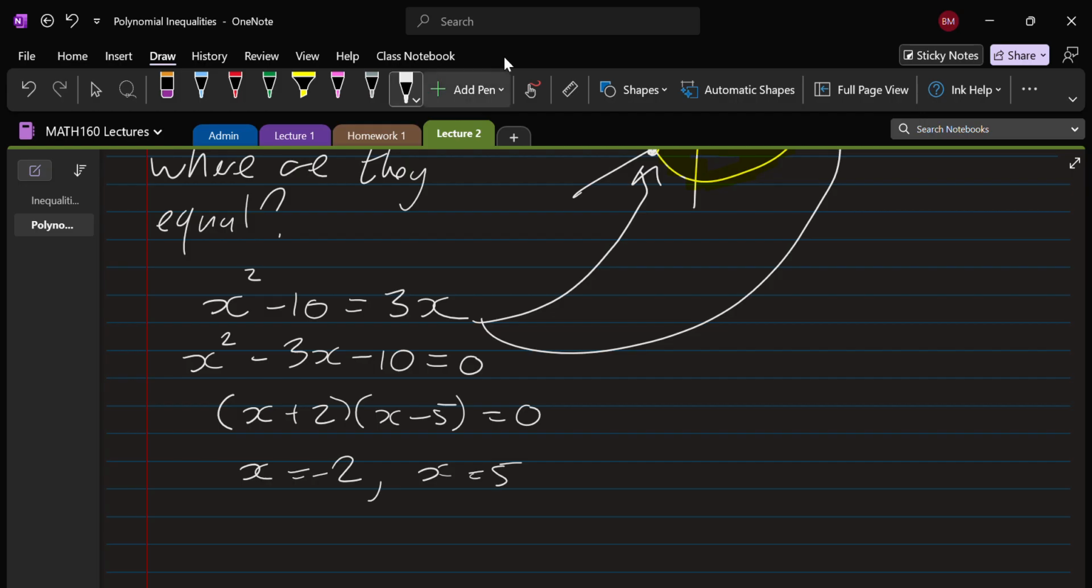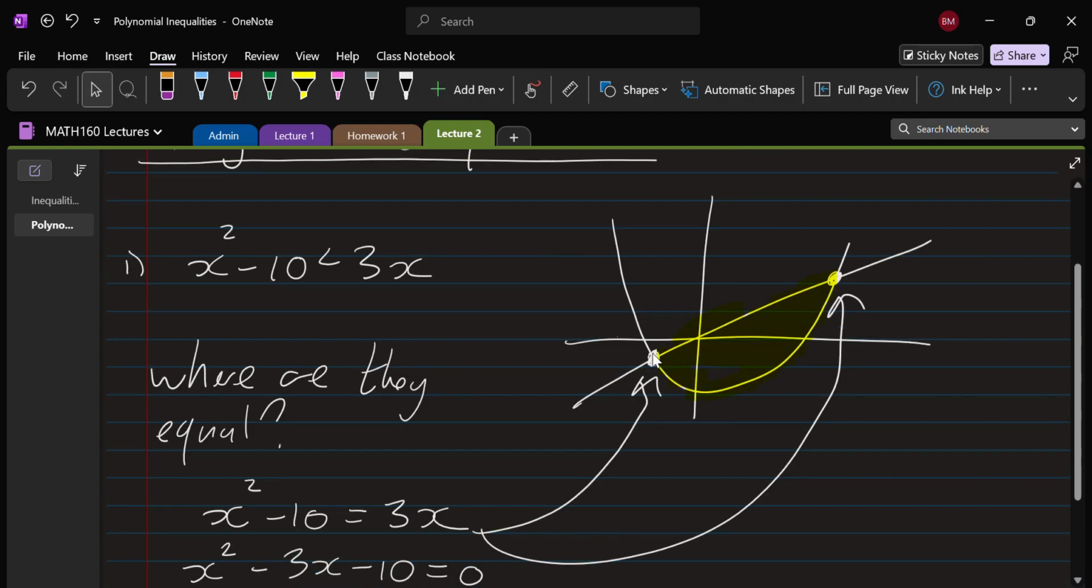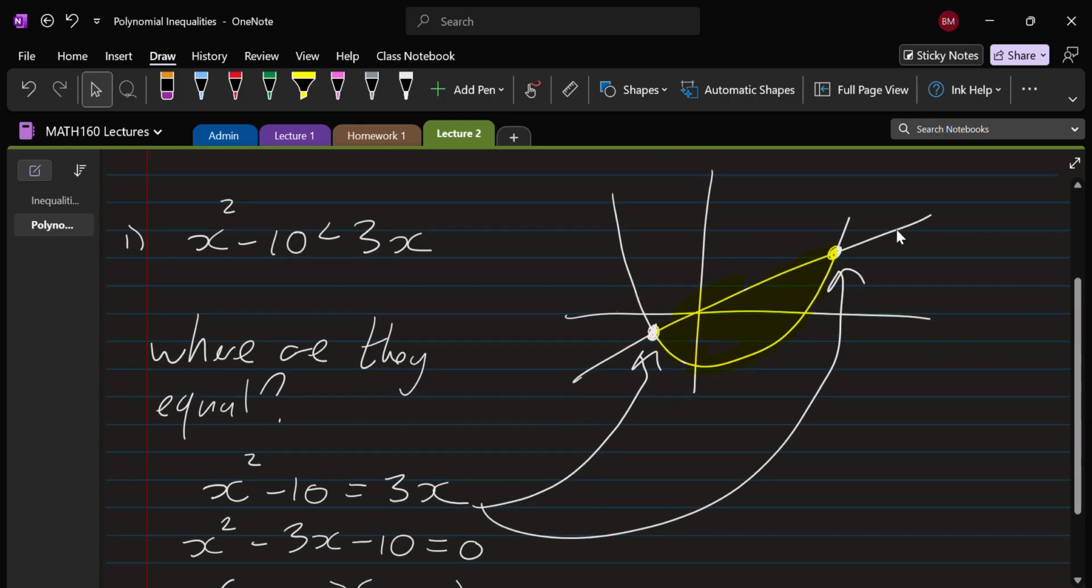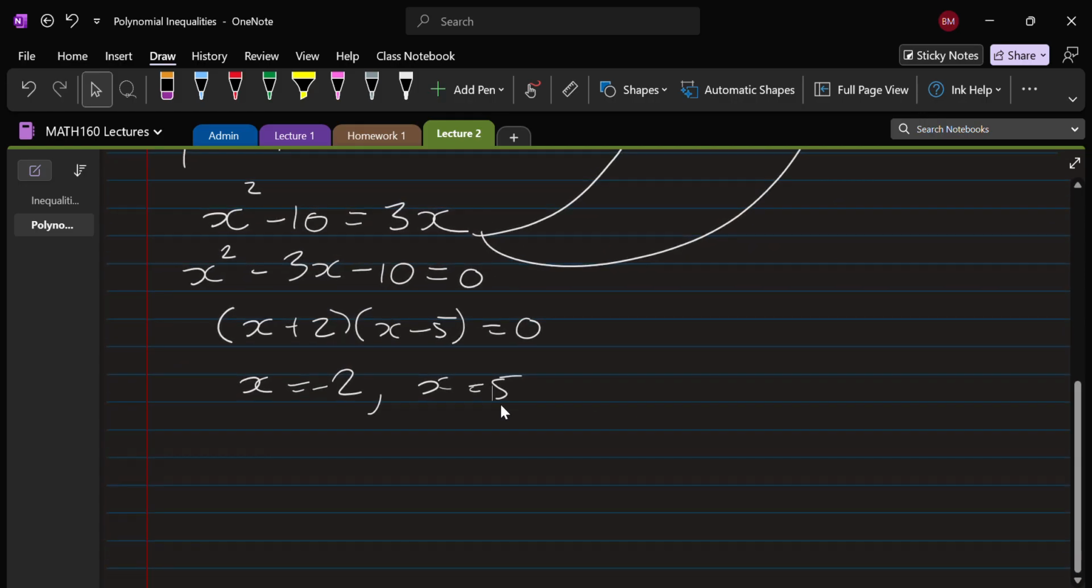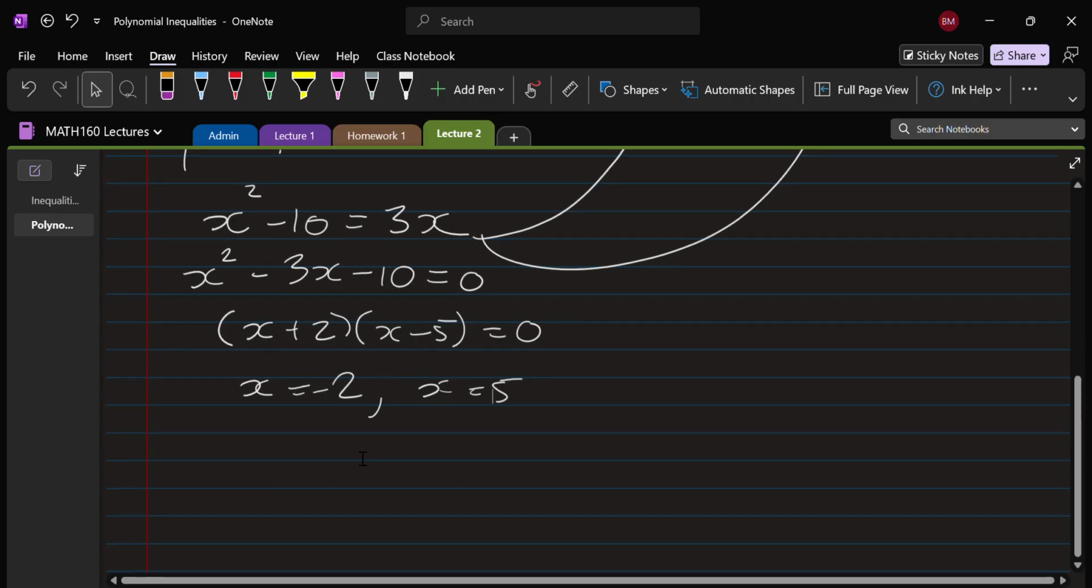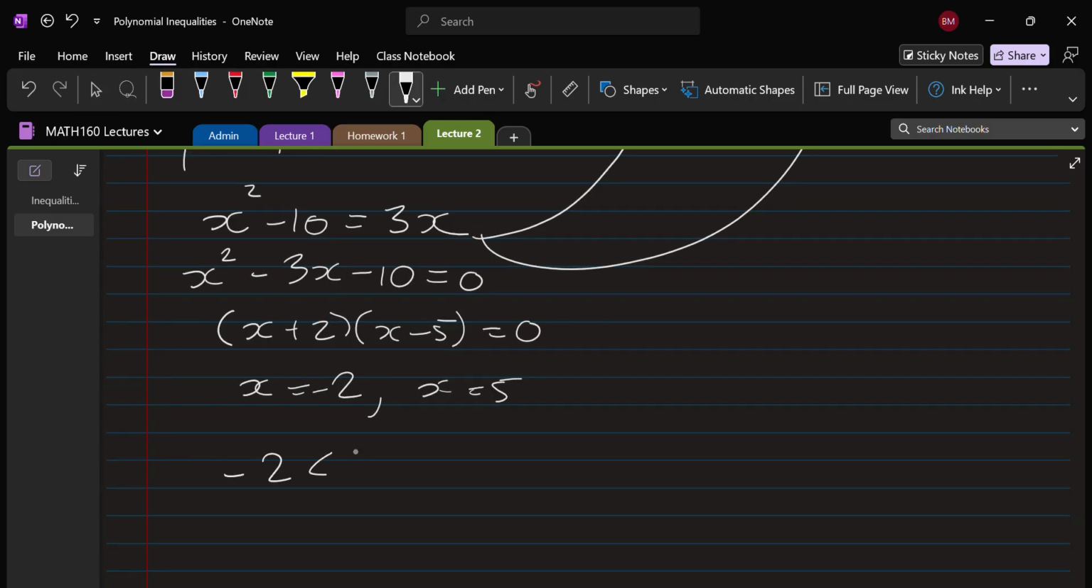And now just by ordering those, we know which one comes first. So this dot here on the left, that must be the smaller one. That must be the minus 2. This dot on the right, that's the bigger one, so it must be 5. So our solutions are between minus 2 and 5. And we just go back up here. This is a strict less than, so it's not equal to the endpoints. So we have minus 2 is less than x less than 5.